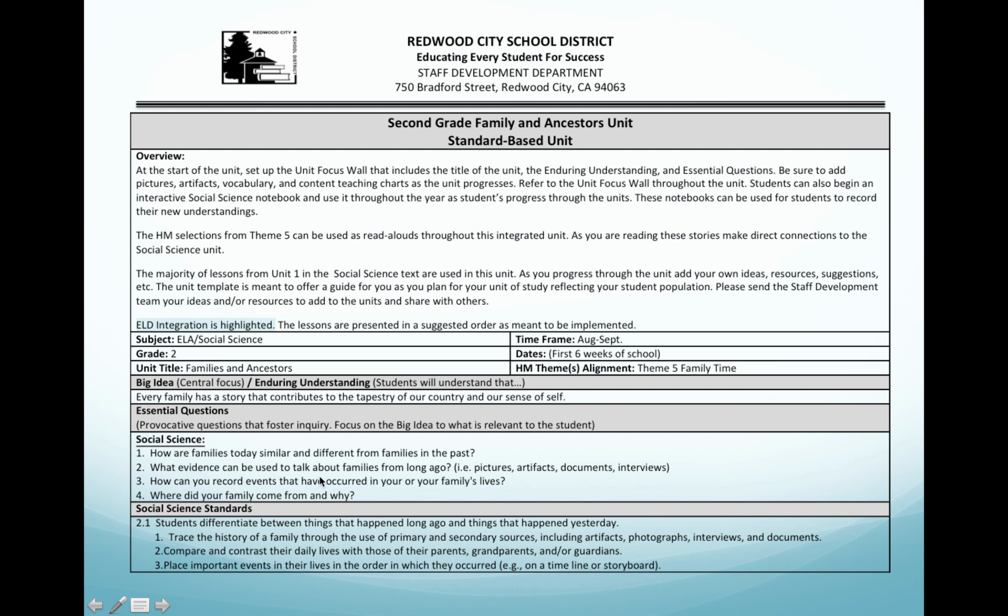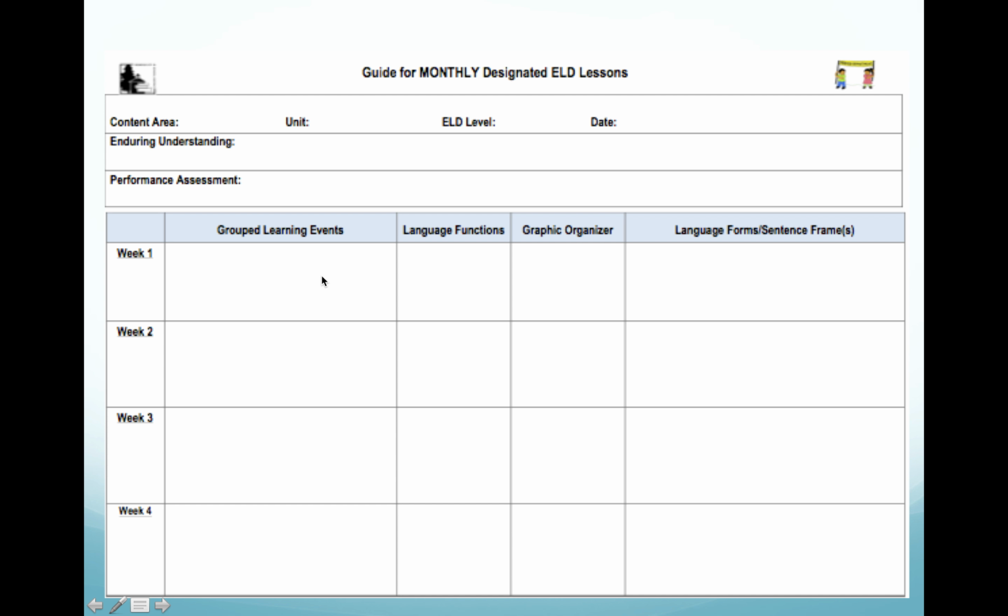Right? You can modify the lessons in some way, but what we ask you to do is keep those particular essential components, as well as the summative assessment that you're going to get to. Okay? So what I'm going to ask you to do is take out, and I sent this to you via email, a document that's a guide for how to develop your designated ELD through a monthly perspective.